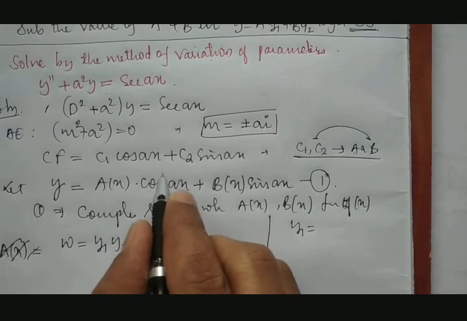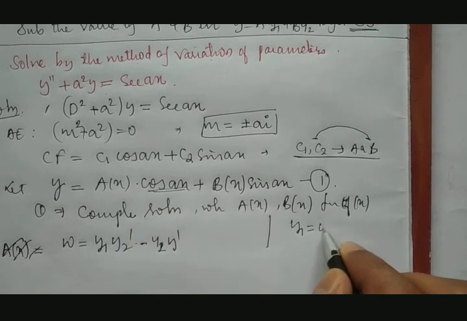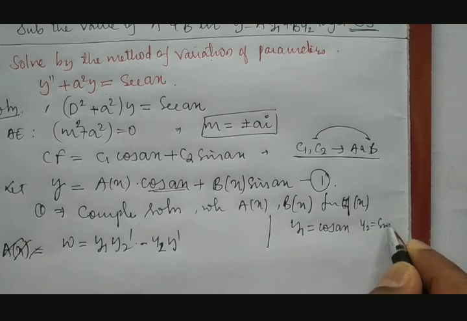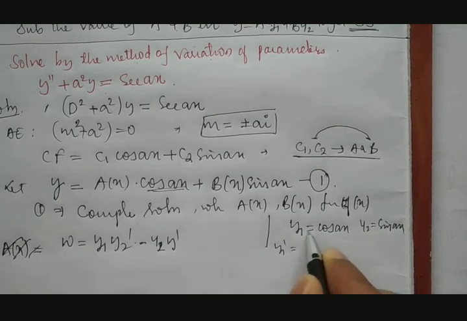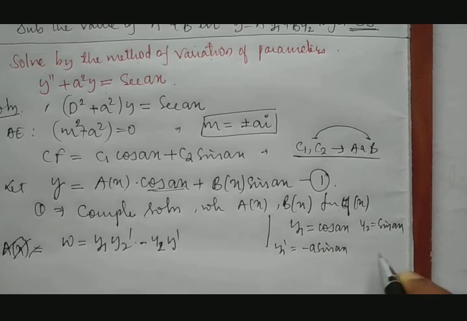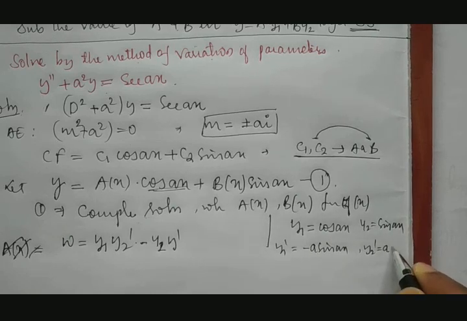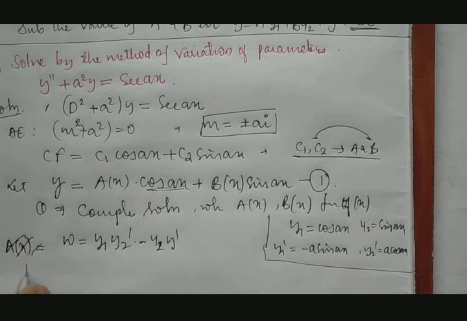y1 is nothing but cos ax, y2 is nothing but sin ax. Then y1 dash will be the differentiation of this, that is minus a into sin ax, and y2 dash will be the differentiation of that, that is a into cos ax. Okay, so let us substitute these values to get W.